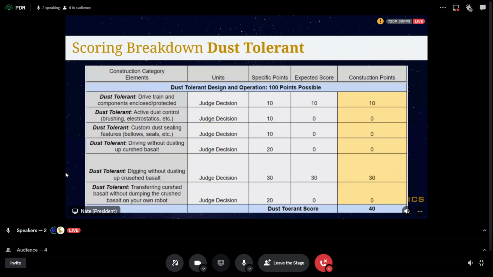Looking at the next category, dust tolerance. There's a maximum of 100 points scored here. Based on our current designs, this is frankly my opinion on what we could expect the judges to score us for. Enclosed drivetrain components, I believe we achieve. And digging without dusting up crushed basalt: due to us mining in reverse, we should see significantly less dust projection. But as you can see, there are significant points to be gained in this category. We're looking at achieving only 80 construction points for building a berm, but we have 60 more to gain here on dust tolerance alone.